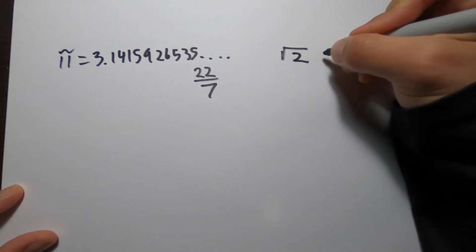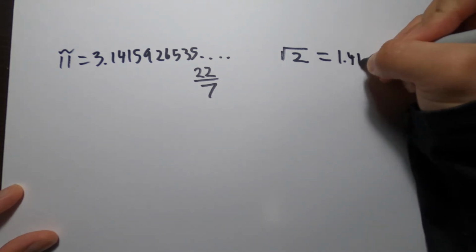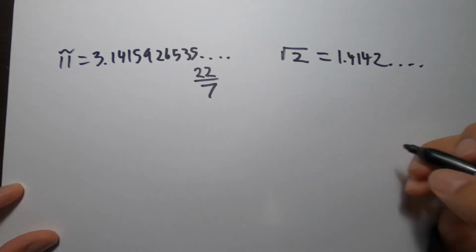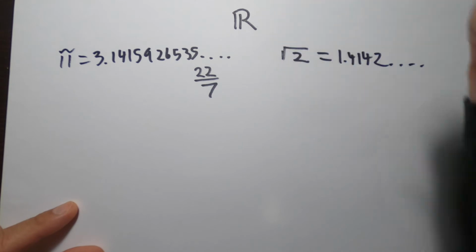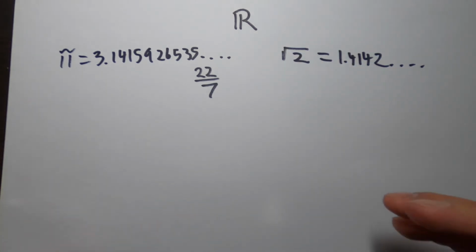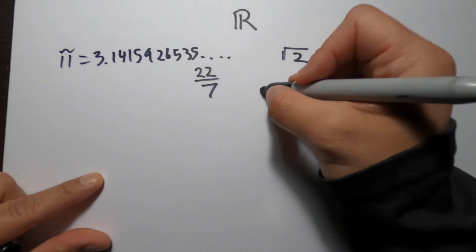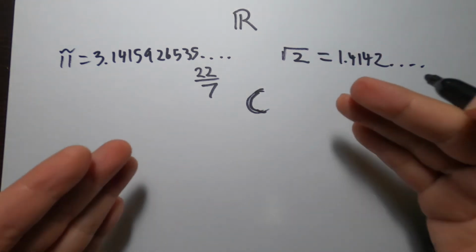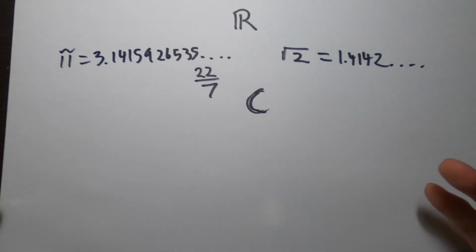Another irrational number is the square root of 2, which is 1.41421 and onward. Now these are typically symbolized by this R-looking symbol. There is another type of number called a complex number, symbolized like this. We won't really go into complex numbers because those come way later on. We won't really need this right away.